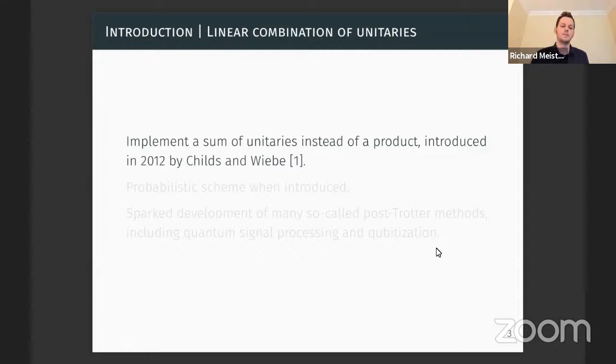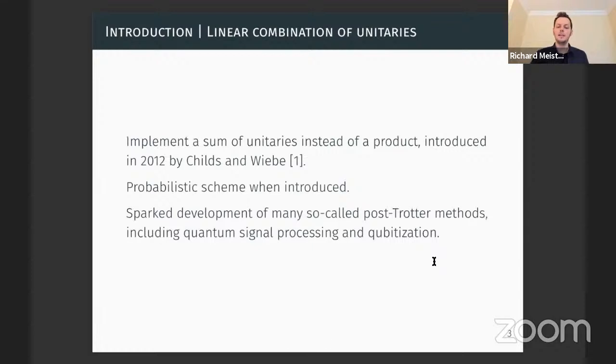But there is an alternative to this, which was introduced in 2012 by Childs and Wiebe, which enables us to actually apply a sum of unitaries instead of their product. And because the sum of unitaries is in general not a unitary, this could at first only be done with a probability that's smaller than 1. For our purpose, there is a way around this, which I will get to later.